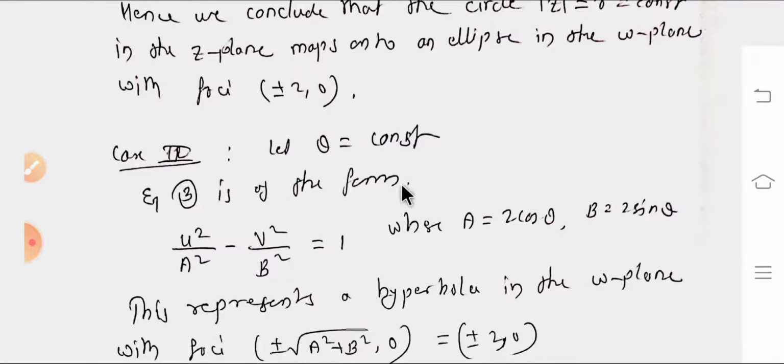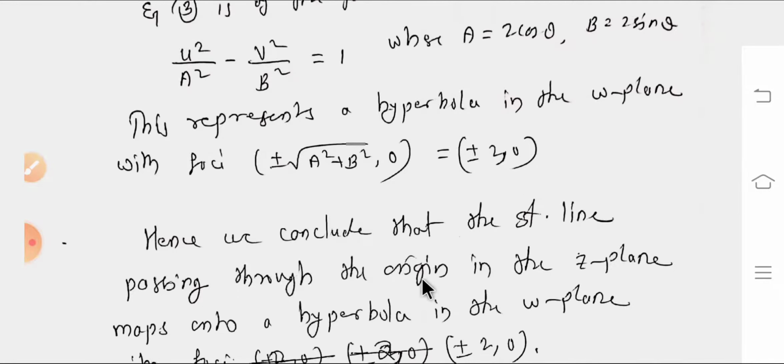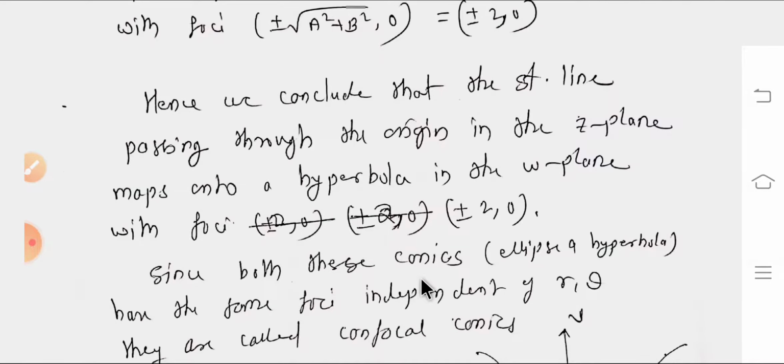Case 2, let theta equal to constant, then equation 3 is of the form u square by a square minus v square by b square equal to 1, where a is equal to 2 cos theta and b equal to 2 sin theta. This represents a hyperbola in the w plane with foci plus or minus root of a square plus b square comma 0, that is plus or minus 2 comma 0. Hence we conclude that the straight line passing through the origin in the z plane maps onto a hyperbola in the w plane with foci plus or minus 2 comma 0.